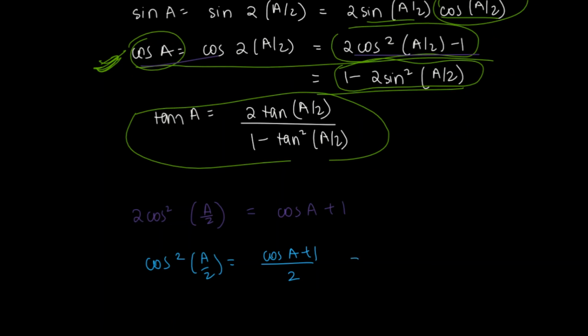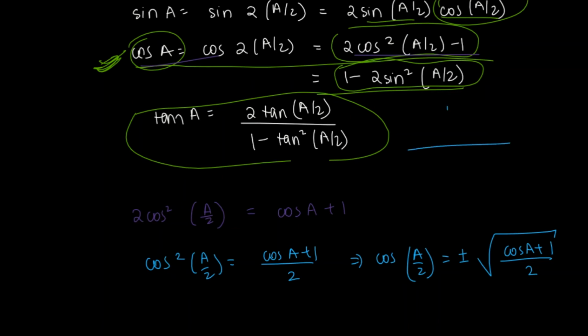If you take the square root of both sides, you can write that cos of A over 2, that is the cos of the half angle, is equal to the square root of cos of A plus 1 divided by 2. And now you do need to include the positive negative sign while stating this formula. The reason is that we don't know where A over 2 will lie. If A over 2 lies in the first or the fourth quadrant, then there will be a positive sign.